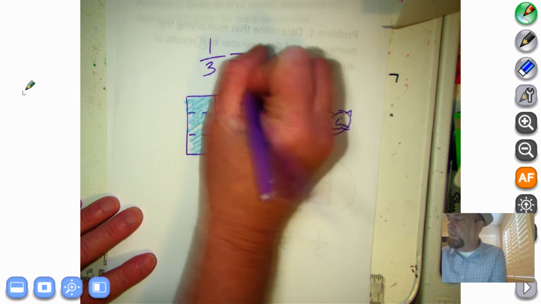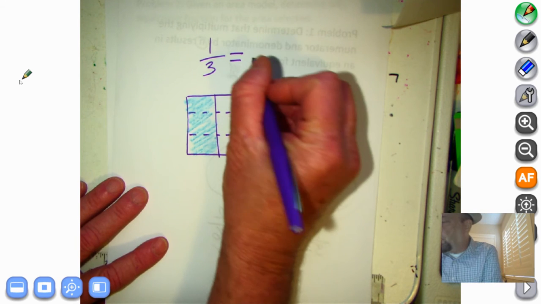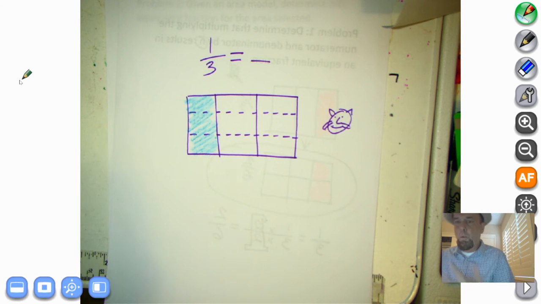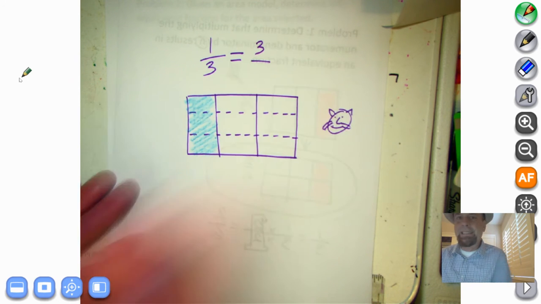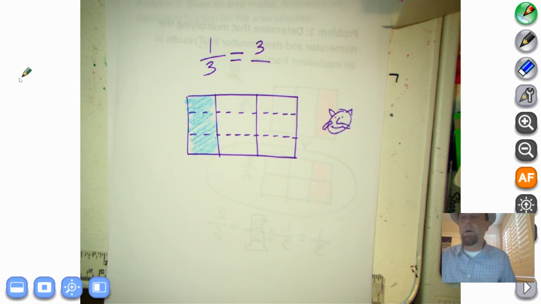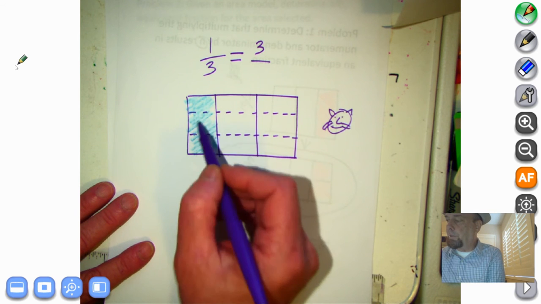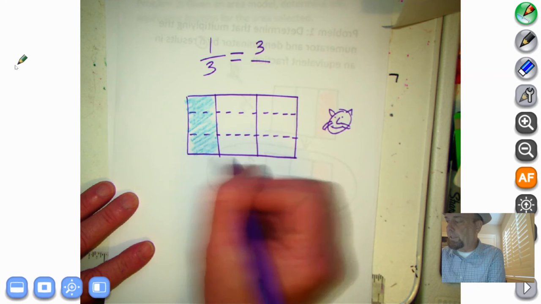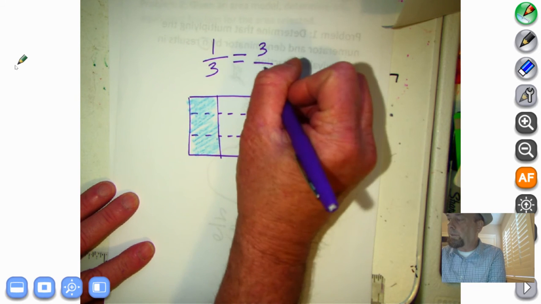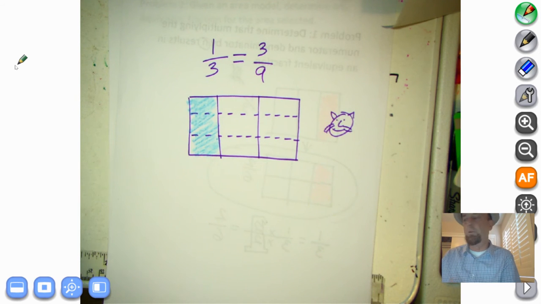So what does our 1/3 equal here? Well, to find the numerator, now maybe I wasn't too clear on this, we count the shaded parts. 1, 2, 3. To find the denominator, you need to count all of the parts. Now you can count 1, 2, 3, 4, 5, 6, 7, 8, 9. Okay. You can count by threes, 3, 6, 9. So it's 3/9. So 1/3 is indeed equivalent to 3/9.